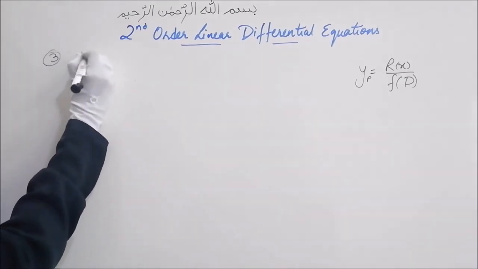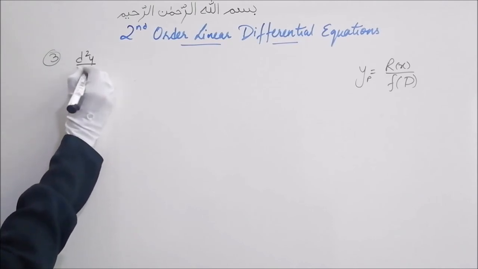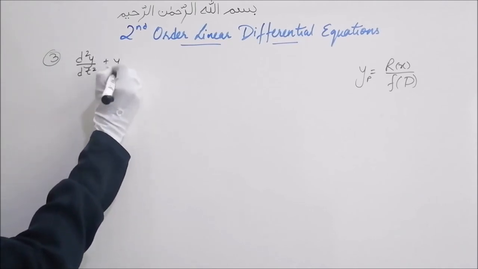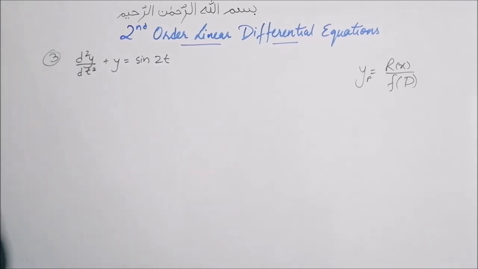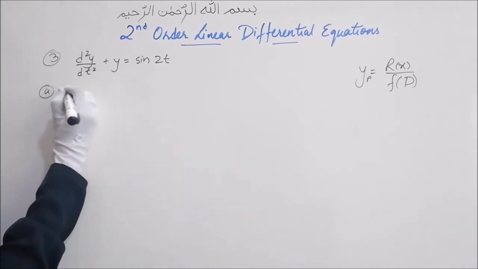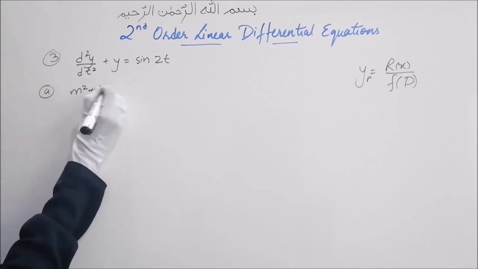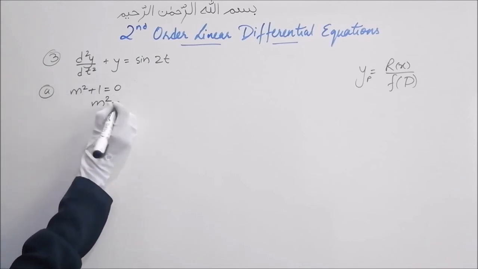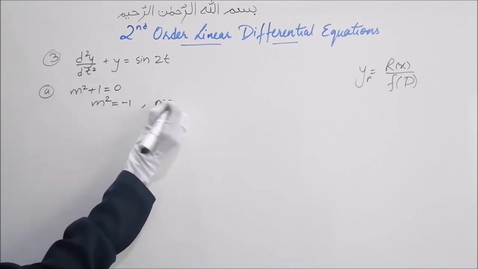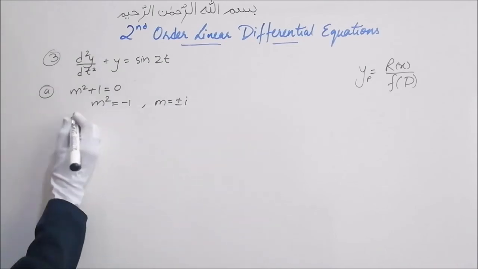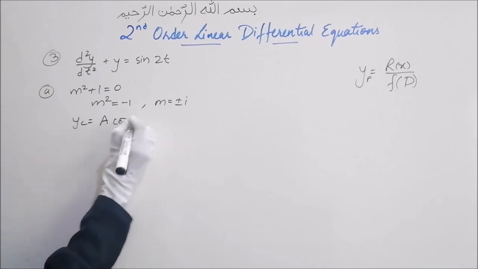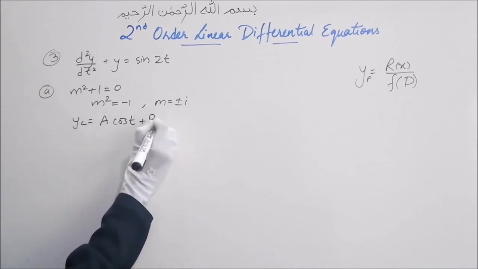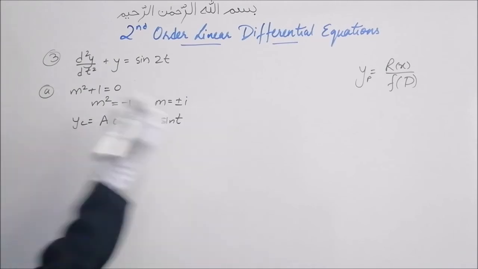Consider this equation: d squared y by dt squared plus y is equal to sin 2t. Again, this will have two solutions. The first solution is the complementary function. We'll have m squared plus 1 equals 0, so m squared is equal to minus 1, and m is equal to plus minus i. Therefore, the solution yc will be equal to a cos t plus b sin t.